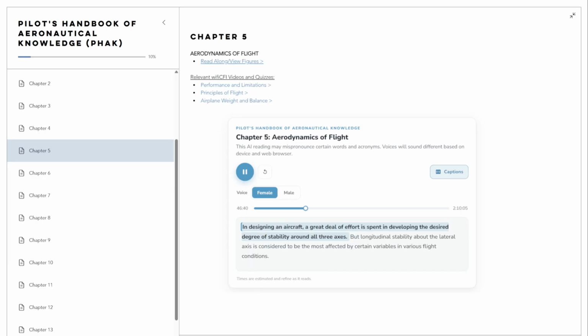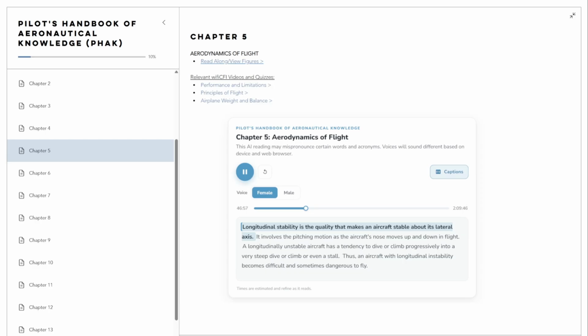Longitudinal stability, pitching. In designing an aircraft, a great deal of effort is spent in developing the desired degree of stability around all three axes. But longitudinal stability about the lateral axis is considered to be the most affected by certain variables in various flight conditions. Longitudinal stability is the quality that makes an aircraft stable about its lateral axis. It involves the pitching motion as the aircraft's nose moves up and down in flight. A longitudinally unstable aircraft has a tendency to dive or climb progressively into a very steep dive or climb or even a stall. Thus, an aircraft with longitudinal instability becomes difficult and sometimes dangerous to fly.